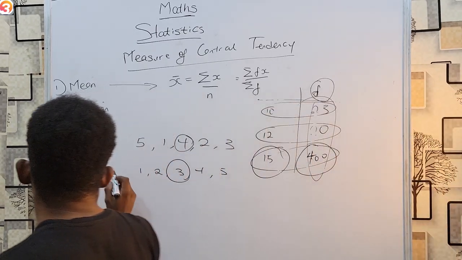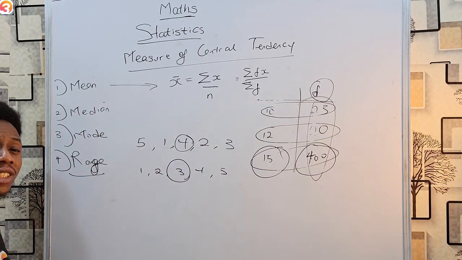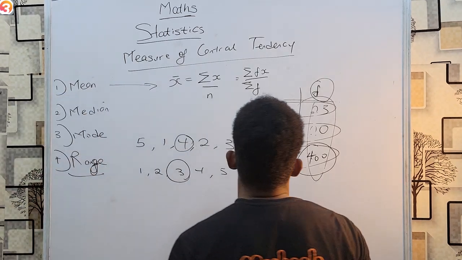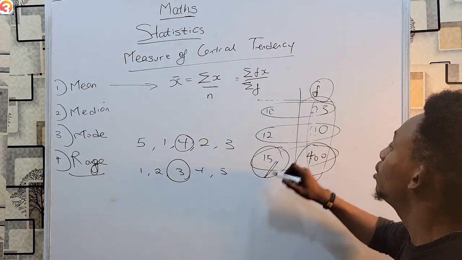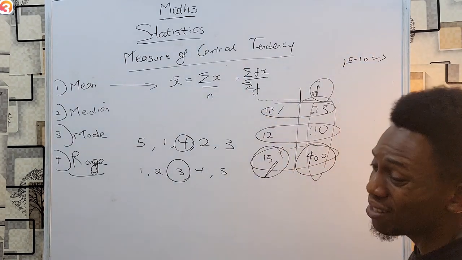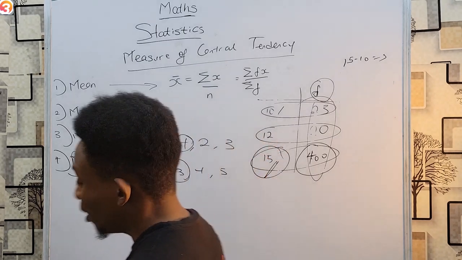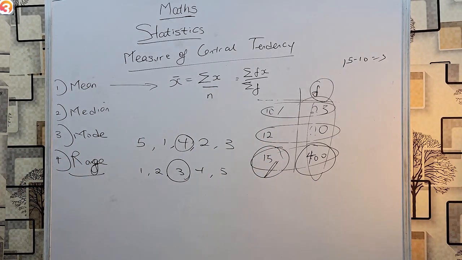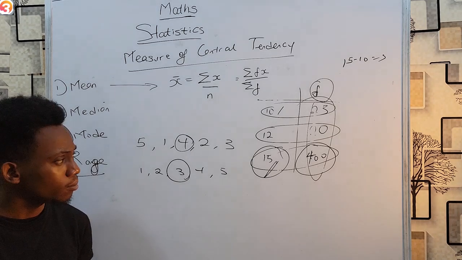And then last but not least, we have range. Range is simple. Range is simply the biggest number minus the smallest number. For example, the biggest number here is 15, the smallest is 10. 15 minus 10 is 5. You see, this is very, very simple. And this is the basics of statistics that we need to know before we move on to measures of dispersion.